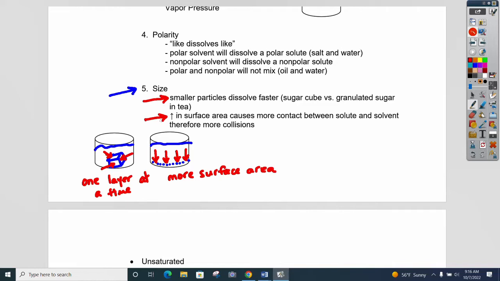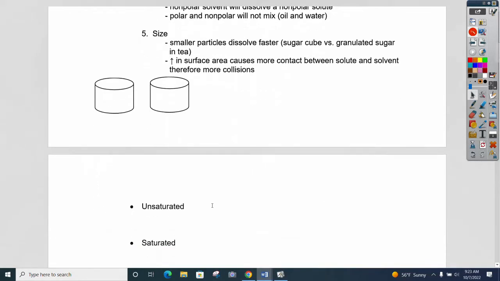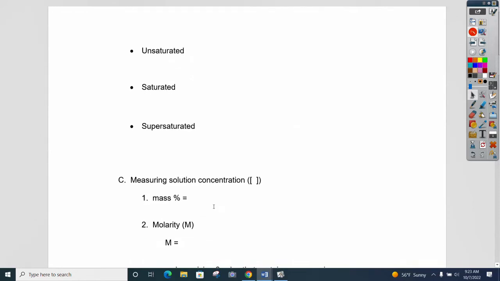So if you want to have a high solubility, let's say we're dissolving a solid in a liquid, we want to keep our temperature high, we want atmospheric pressure to be high, and we want the size of our solute, the solid, to be very small. We want to cut it into small pieces, or grind it to a fine powder.